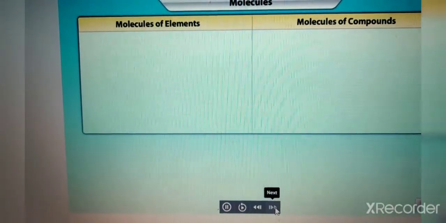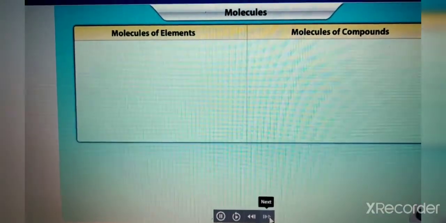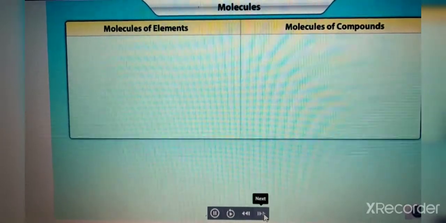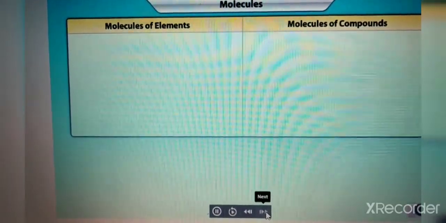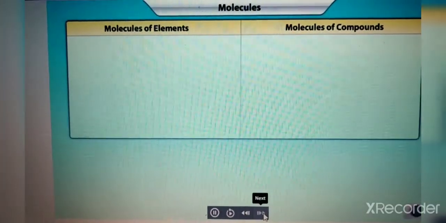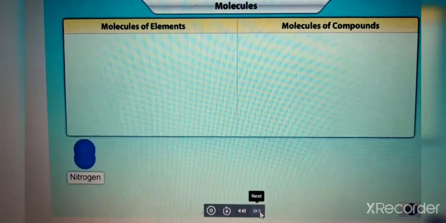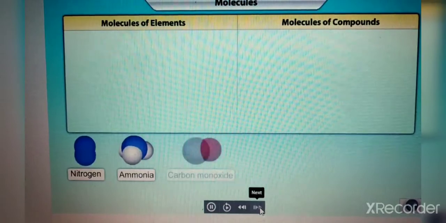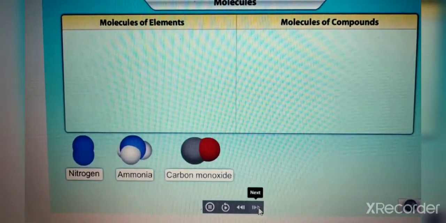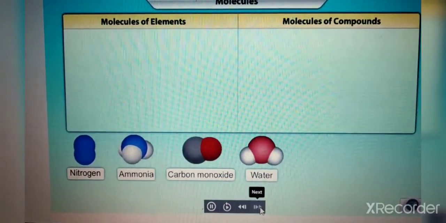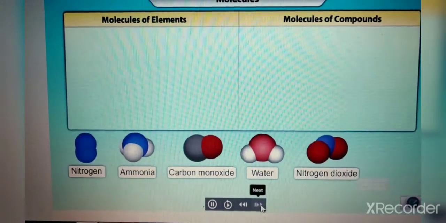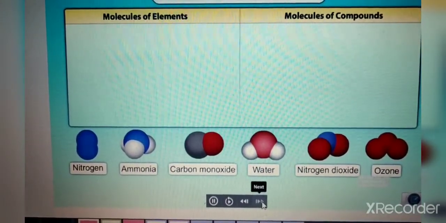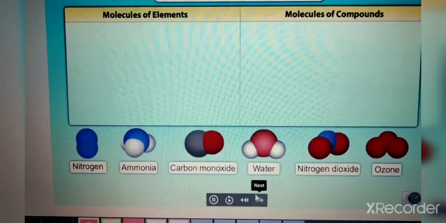Now that you are familiar with molecules, let's sort these molecules into categories. Which of the following are molecules of elements and which are molecules of compounds? Nitrogen, ammonia, carbon monoxide, water, nitrogen dioxide, ozone. Click Solution to view the correct categories.